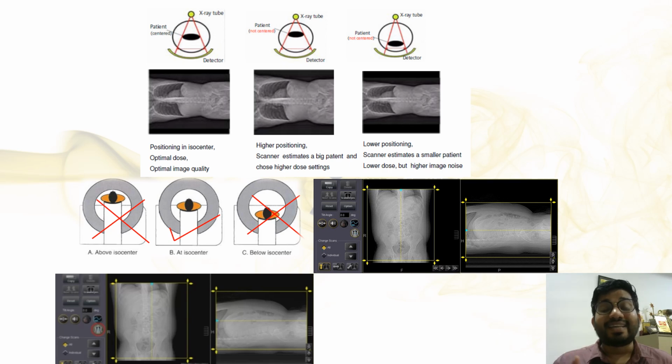It will cause excessive radiation to the patient, because the low dose will not penetrate and go through, it will be absorbed. So that patient will also be getting more absorbed dose. To avoid that, we have to position the patient at the isocenter, so we get an optimum dose to the patient with a good clarity picture.